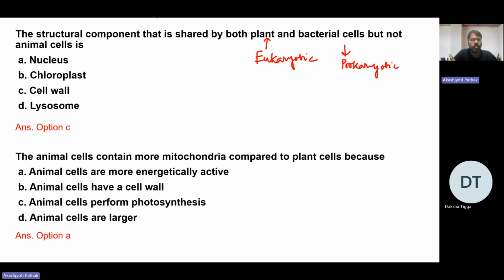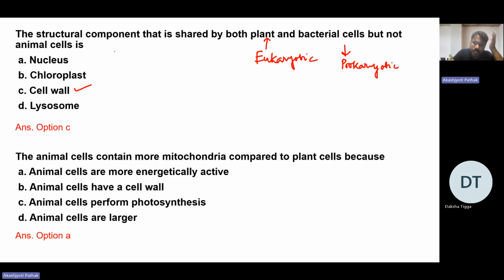So the structural component they have asked. Okay, so that is why the answer is option C, cell wall. The structural component is based on the structure, just the structure, not the internal components.